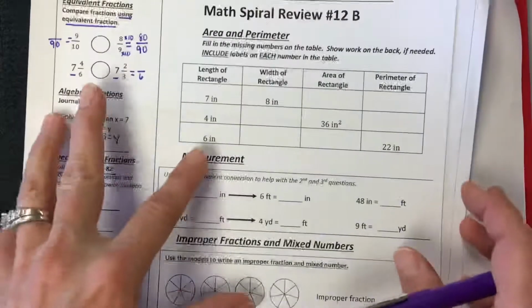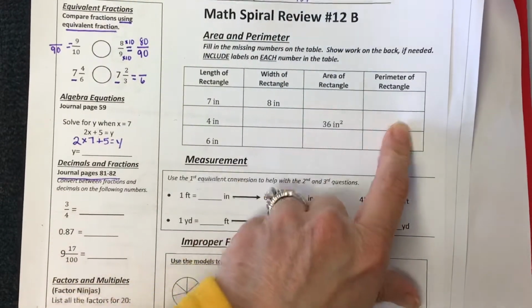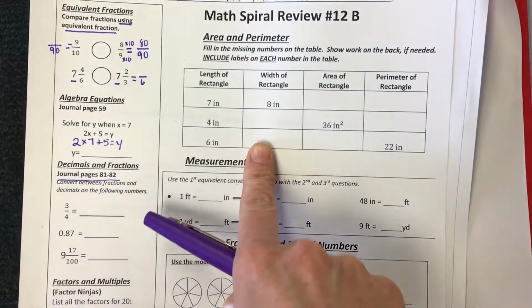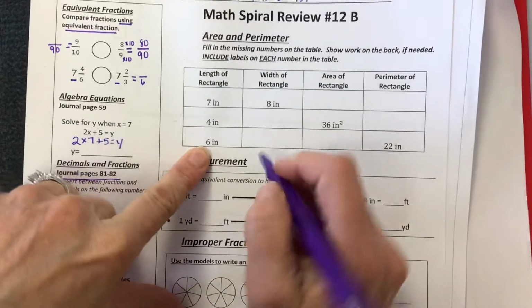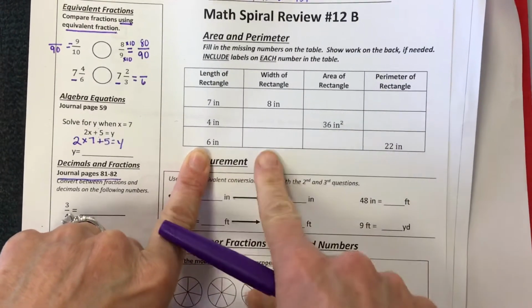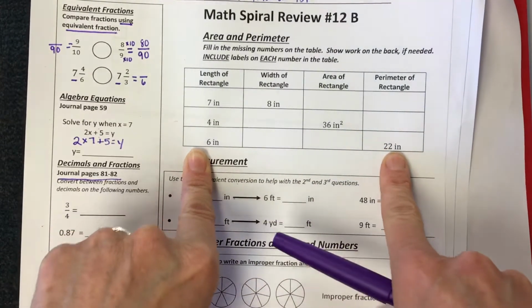Now we have a table to fill out. It's talking about the length and widths of rectangles and the area and the perimeter of a rectangle. Let's do this last one together. This is a rectangle that has one side that is 6 inches. I don't know the length of the other side or the area, but I do know the perimeter.